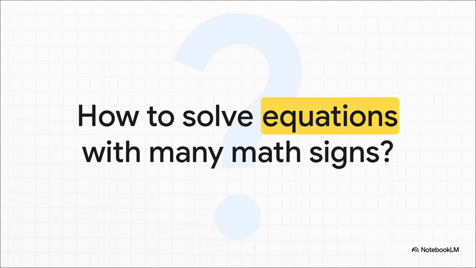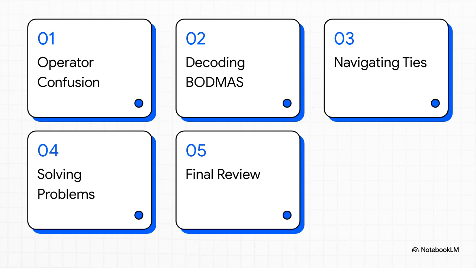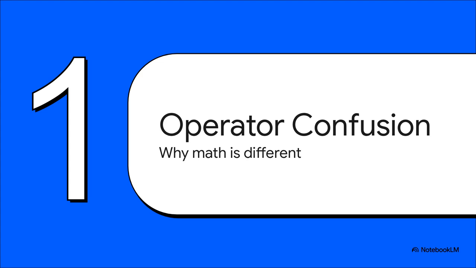Do I add first? Do I multiply first? It can feel completely overwhelming. But guess what? Every great puzzle has a simple key, and today we're gonna find yours. आज हम इन 5 स्टेप से इस कोड को क्रैक करेंगे। First, we'll look at the math operator confusion. Second, we'll be decoding the BODMAS rule. Third, navigating the tricky ties. Fourth, solving some easy problems together. And finally, a quick final review. With me, Ramesh. All right, let's jump right into section 1, the math operator confusion.